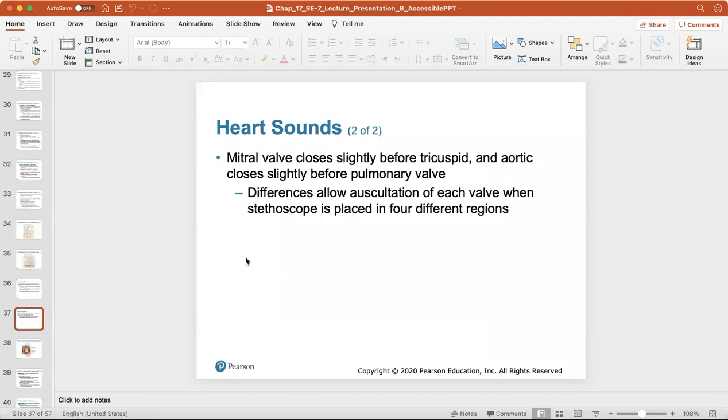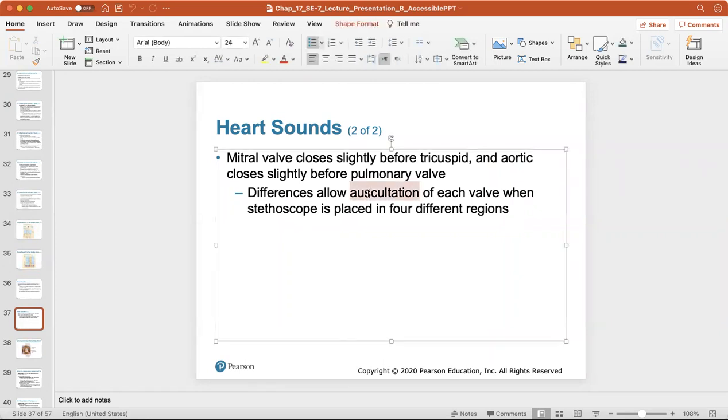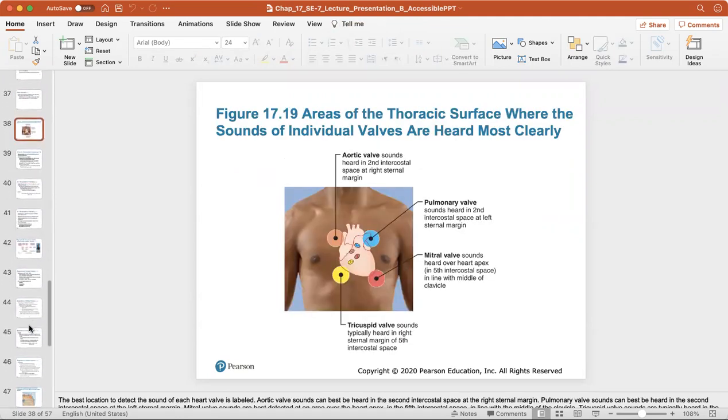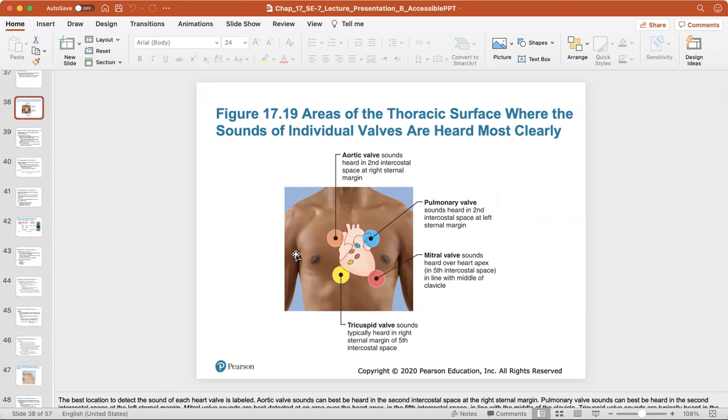Your mitral valve closes slightly before the tricuspid, and the aortic closes slightly before the pulmonary valve, and the differences allow for auscultation of each valve, or the hearing, when the stethoscope is placed in the 4 different regions. So these are the 4 different regions where the doctor will listen. You remember the doctor listens to your chest and usually moves the stethoscope around.